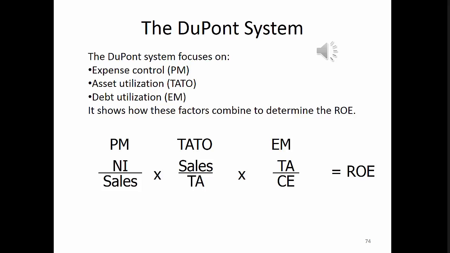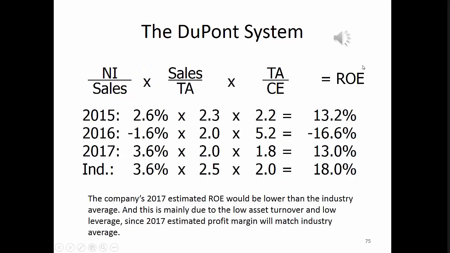This tells us that the DuPont system focuses on 3 aspects. The profit margin is affected by the company's expense control, and the total asset turnover ratio reflects a company's asset utilization, and the equity multiplier reflects the company's debt utilization, or say the level of leverage. And the DuPont equation shows how these factors together determine the ROE of the company. We did calculate the profit margin and total asset turnover in the previous couple of slides.